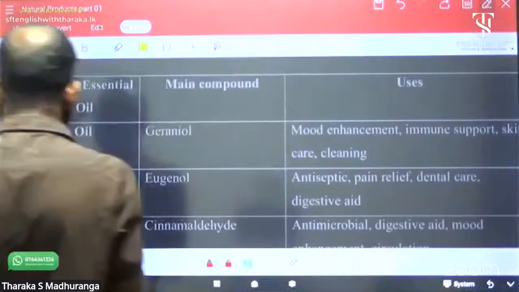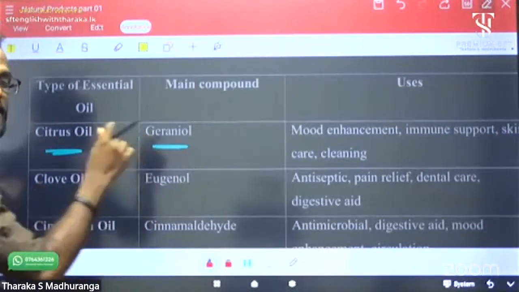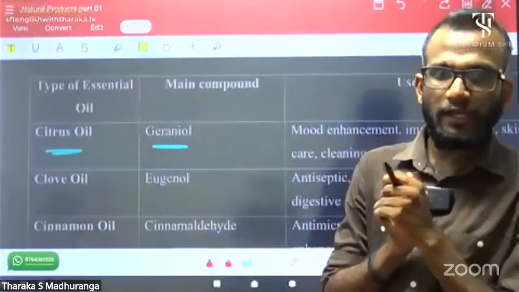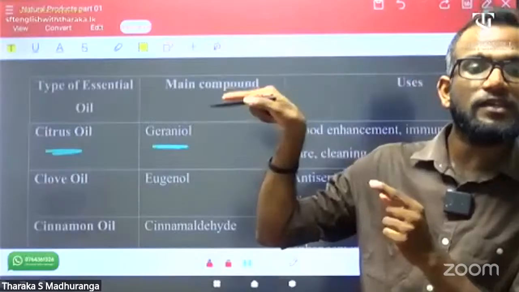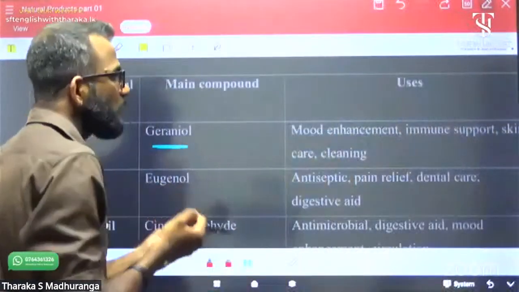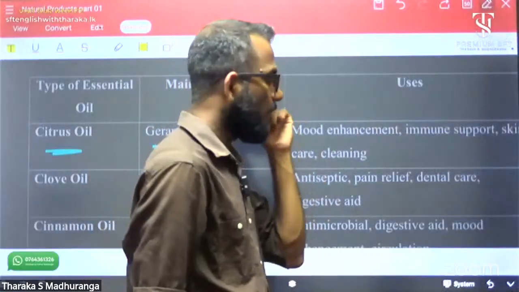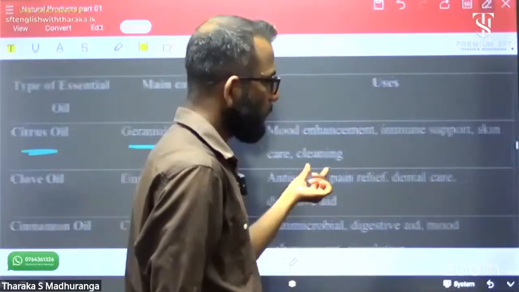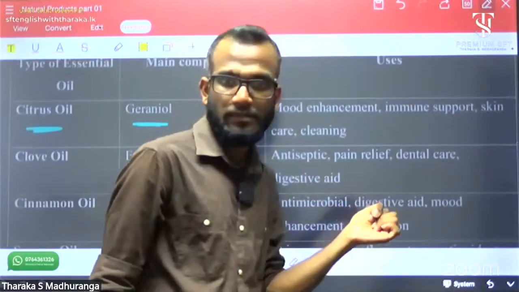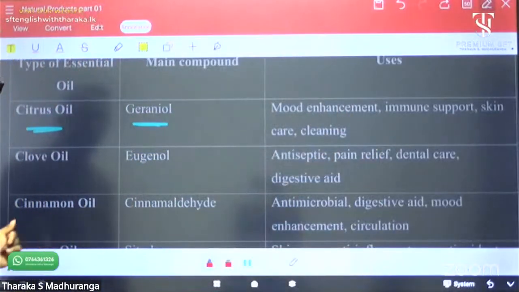Okay, citral oil contains the geraniol compound. Geraniol is the main secondary compound of this oil. What are the functions and uses? They are mood enhancement, immune support, skin care and cleaning. You don't need to remember everything, please just keep some idea.